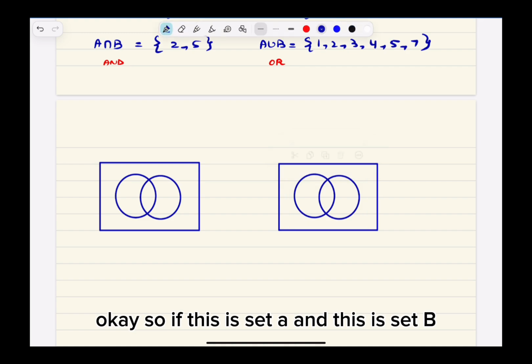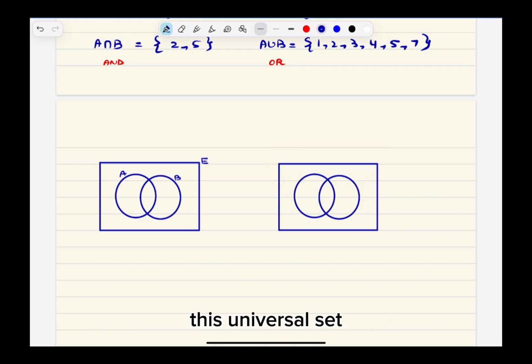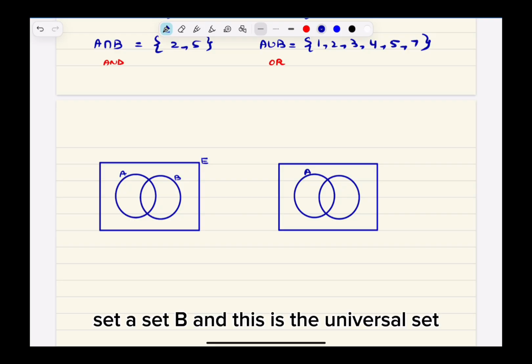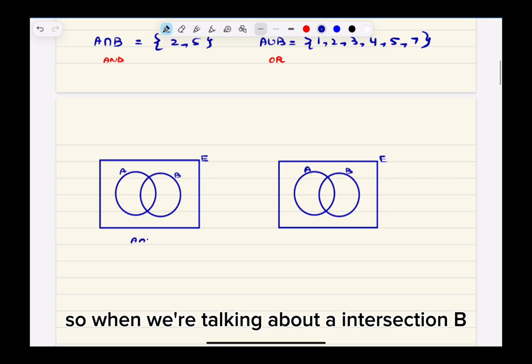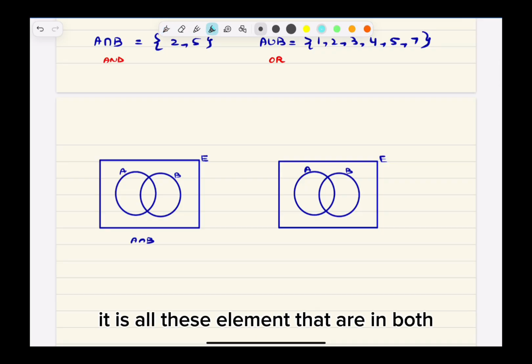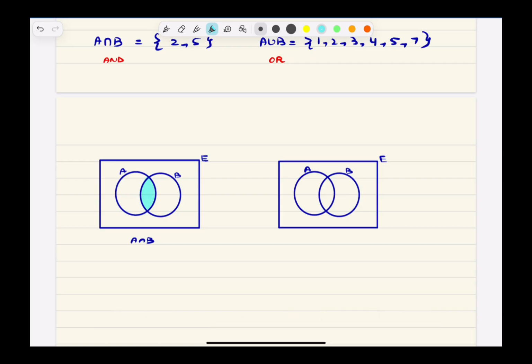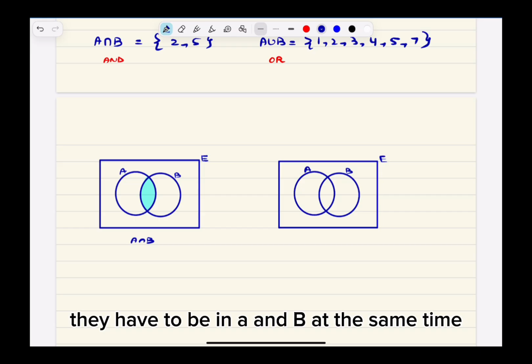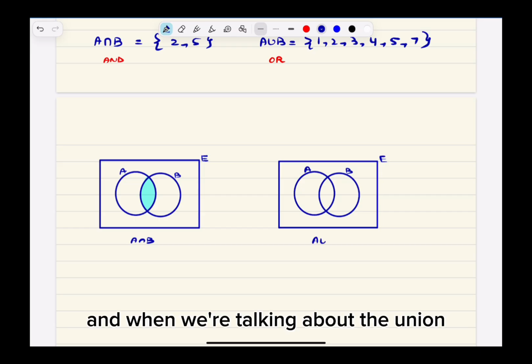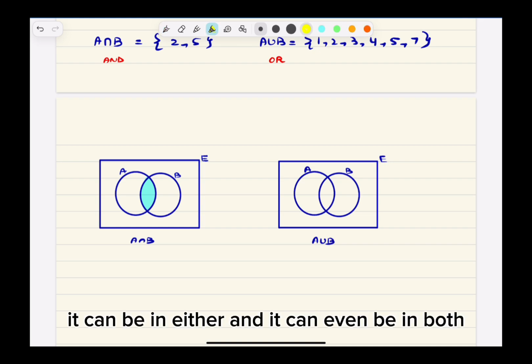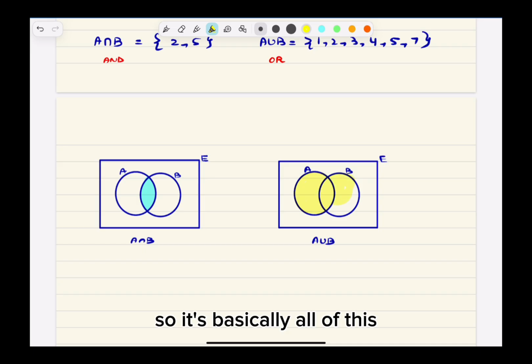Okay, so if this is set A and this is set B and the whole thing is the universal set. When we're talking about A intersection B, it is all these elements that are in both. They have to be in A and B at the same time. When we're talking about the union, it can be in either, and it can even be in both. So it's basically all of this.